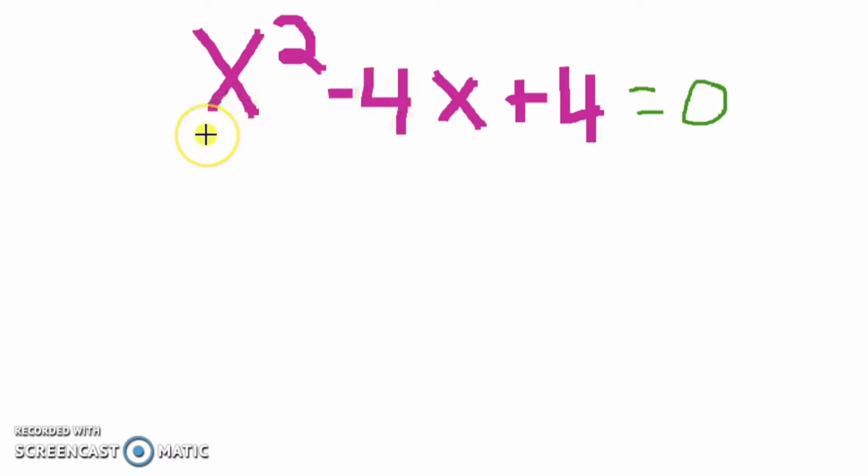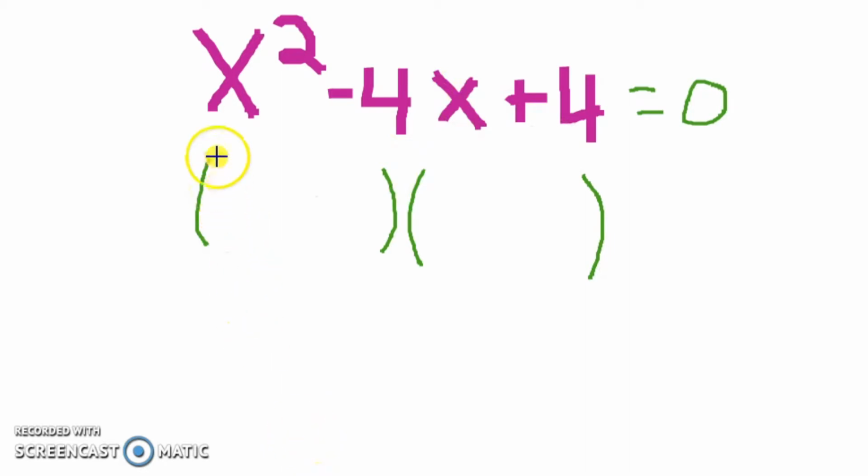The next step is to set up two sets of parentheses, because parentheses imply multiplication. Now when you're factoring, you need to split the equation into two different things that can be multiplied to give you your original equation. We do this so that we can isolate x.